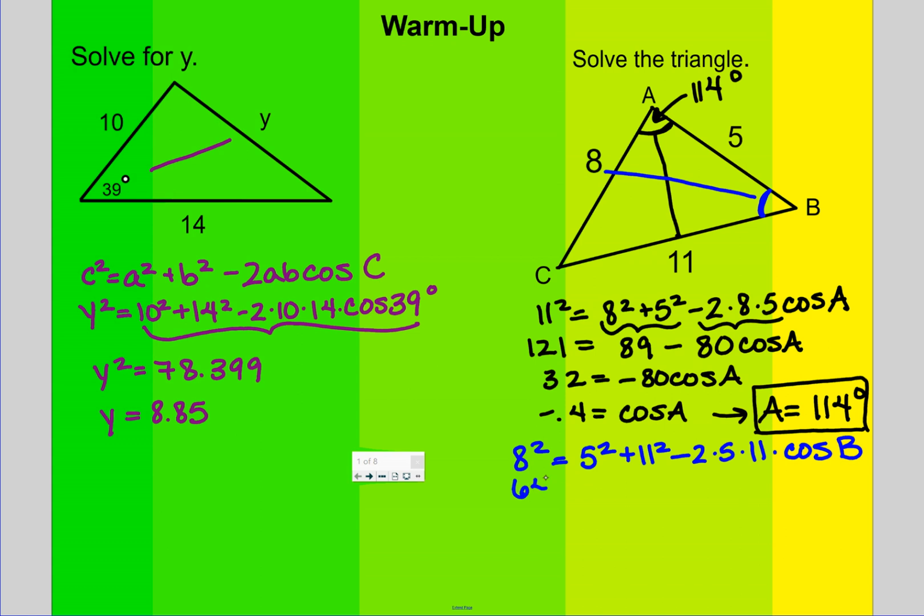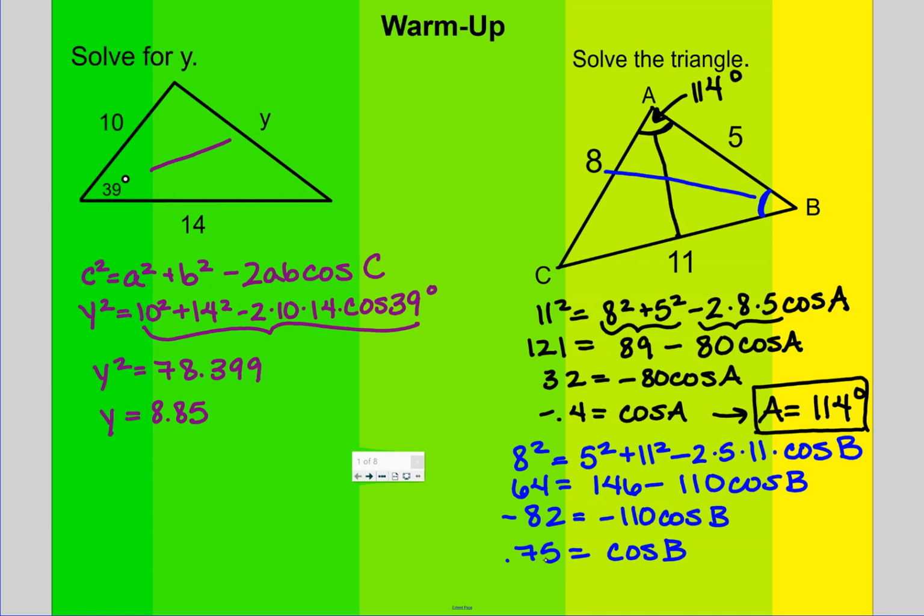So 8 squared is 64, 5 squared and 11 squared give me 146. 2 times 5 times 11 is 110. Cosine B. 64 minus 146 gives me negative 82 equals negative 110 cosine B. Divide by negative 110. 0.75-ish, and then inverse cosine. To the nearest degree, I get B is 42 degrees, 41.8. I got it.